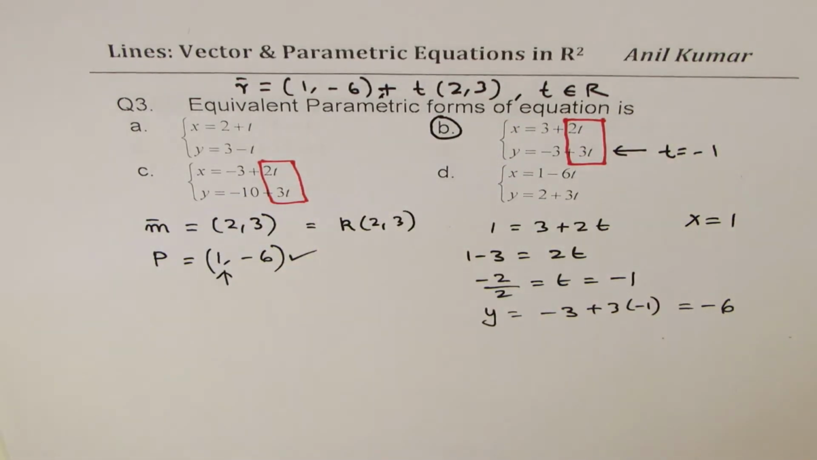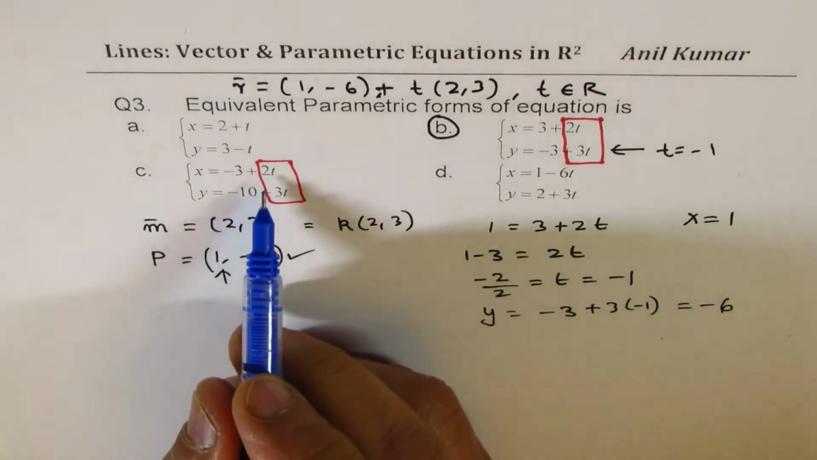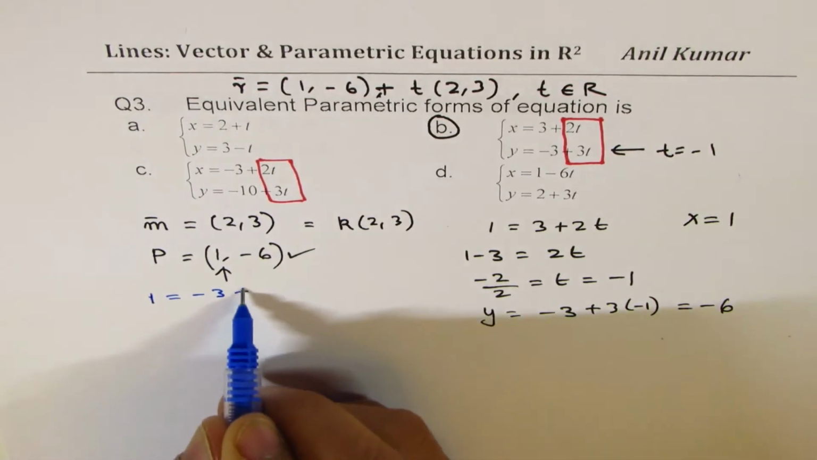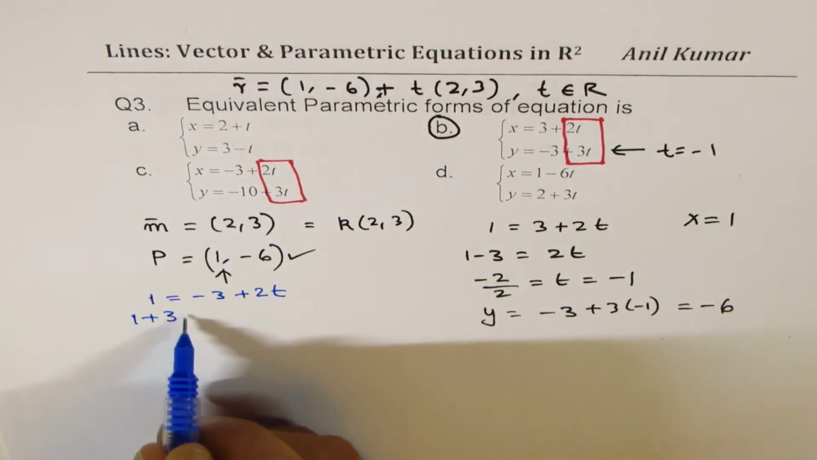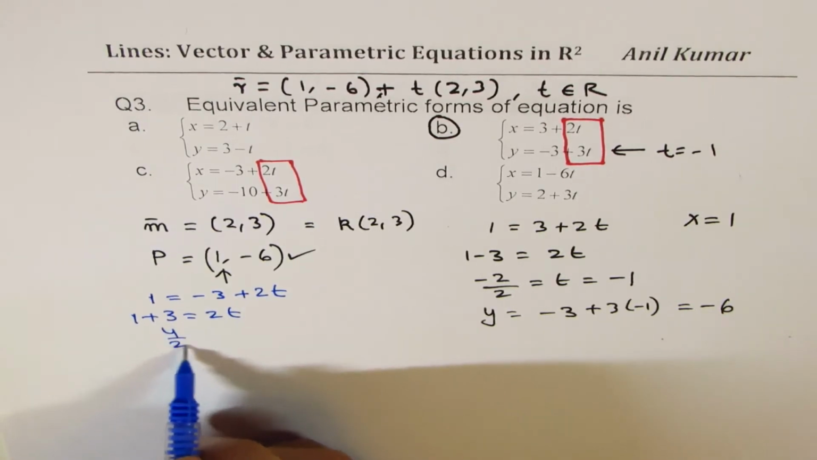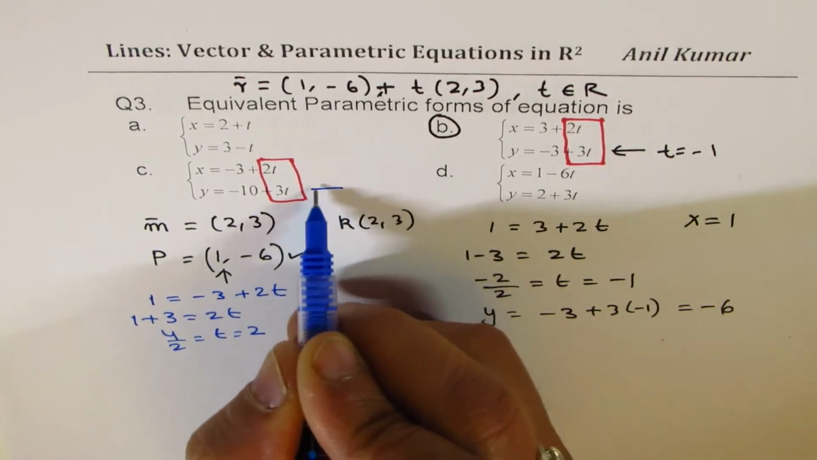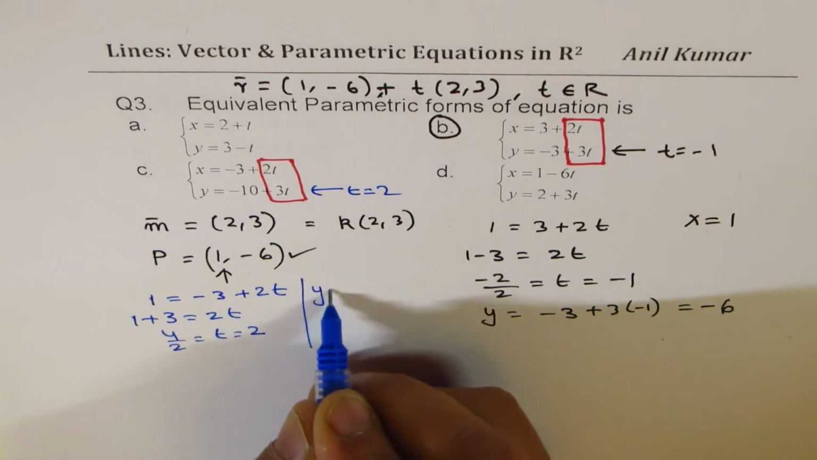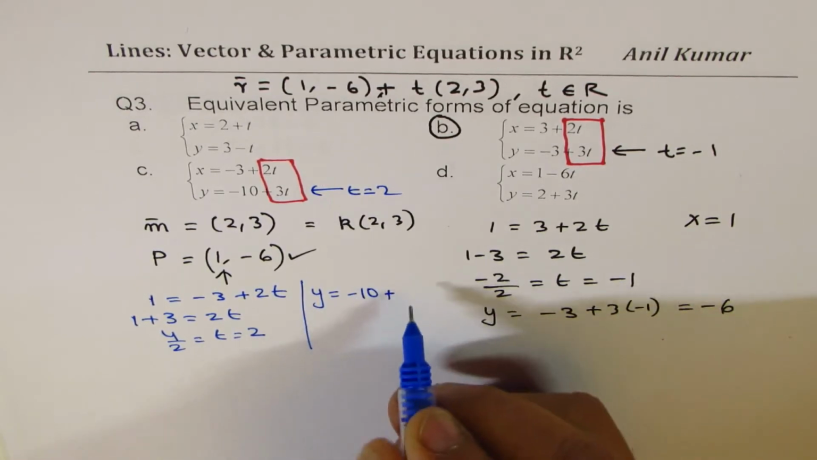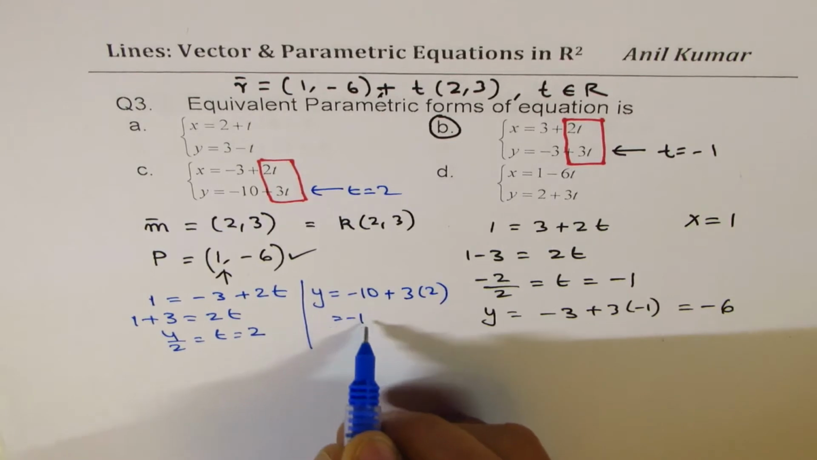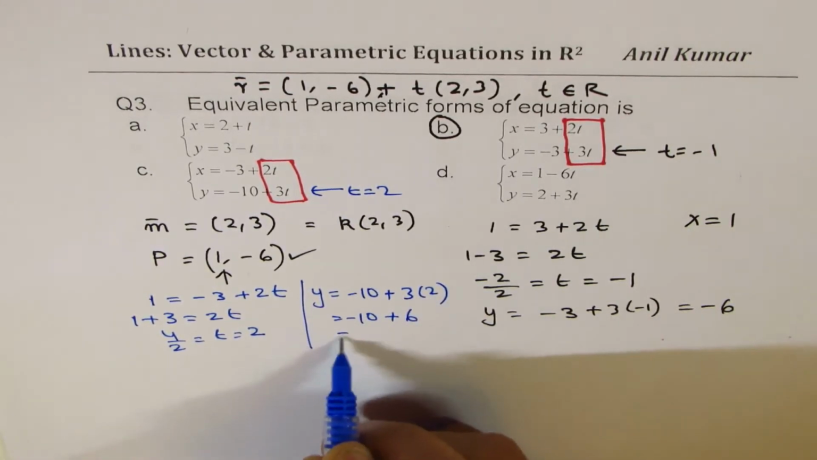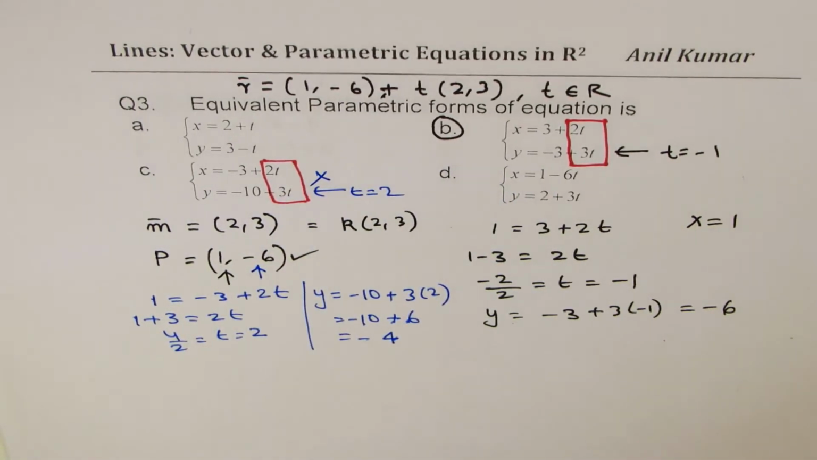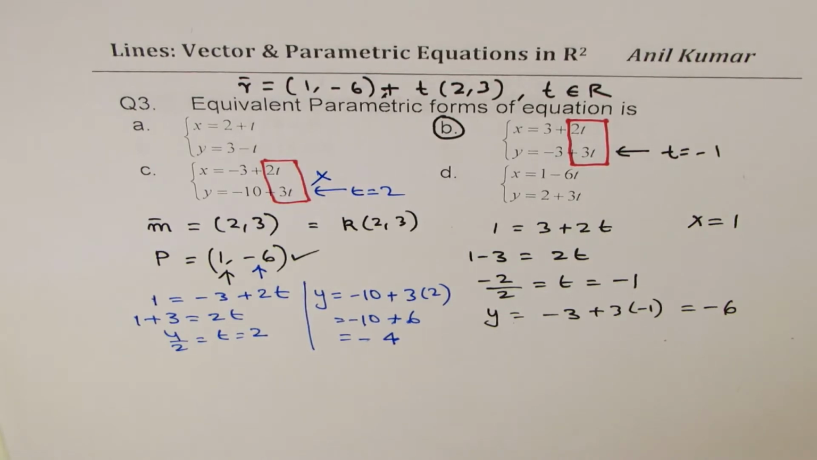Let me also check the other equation. Sometimes more than one could be correct. So we can write x as 1 again. We'll redo the whole calculation. So this becomes 1 plus 3 equals 2t. So 4 over 2 equals t, which is 2. Now if I substitute t equals 2, what do I get for y? So I get y equals minus 10 plus 3 times 2, which is minus 10 plus 6, minus 4, not minus 6, right? So this is not correct. So that is the right option. So I hope the steps are absolutely clear.